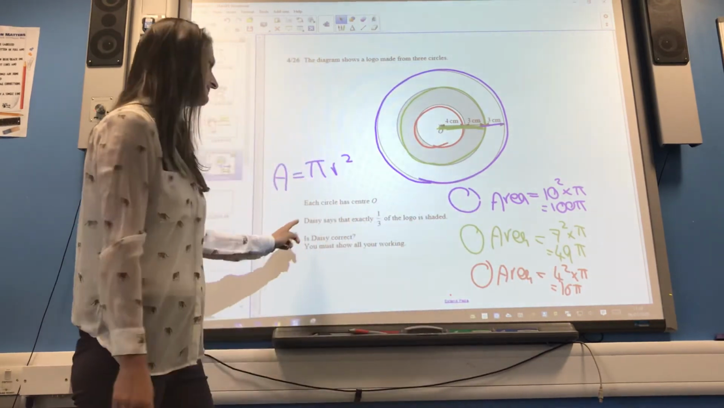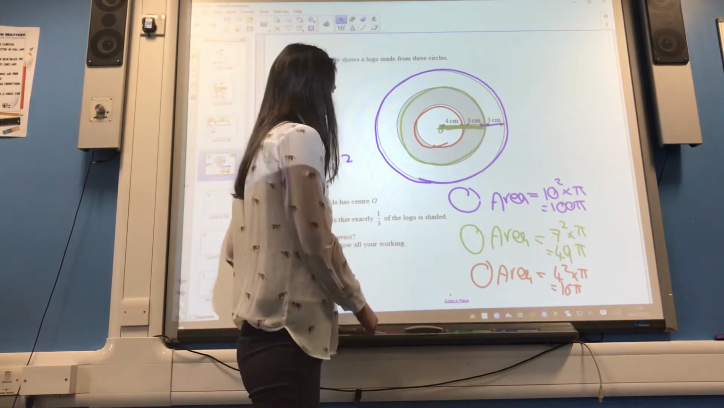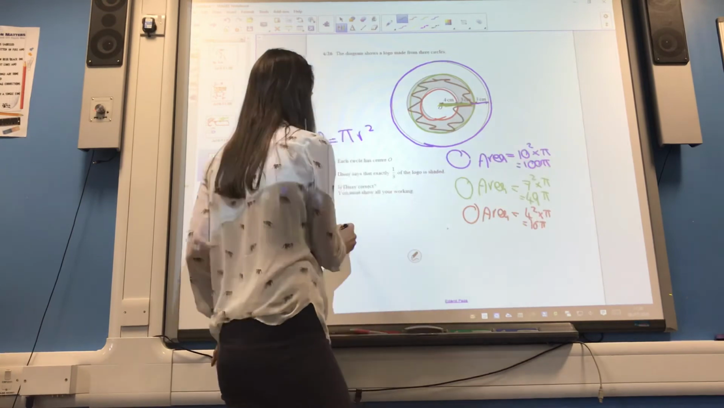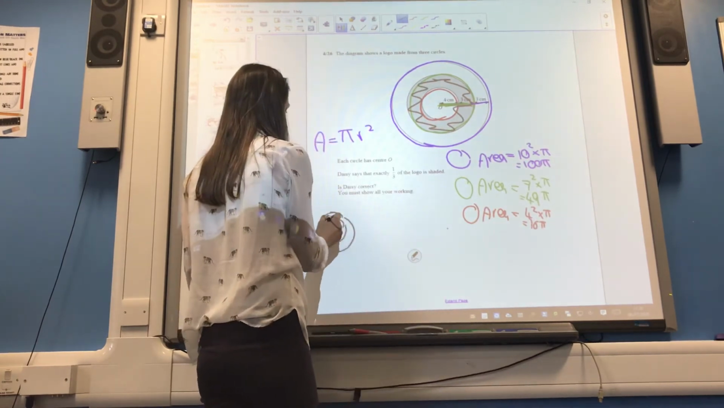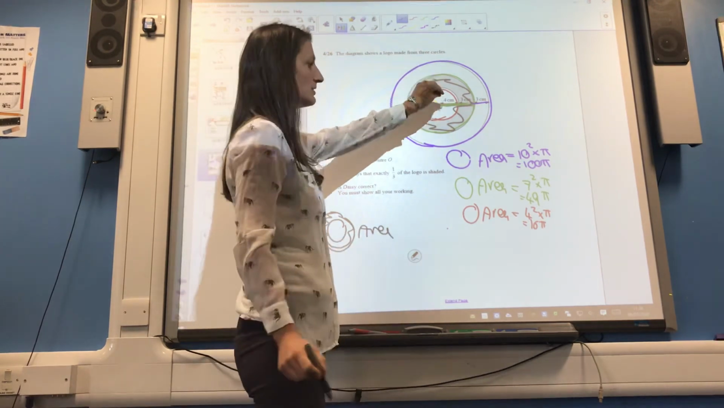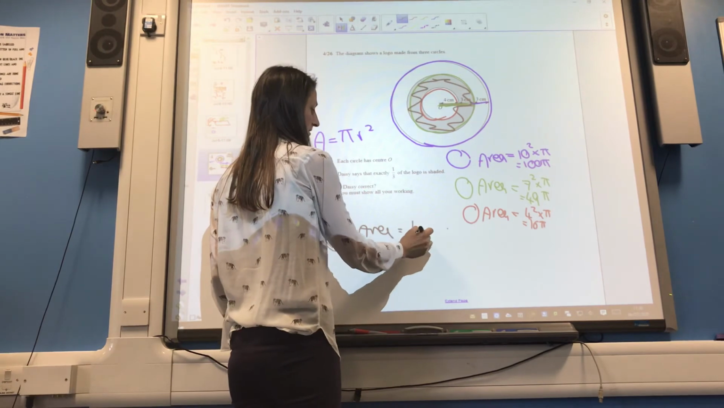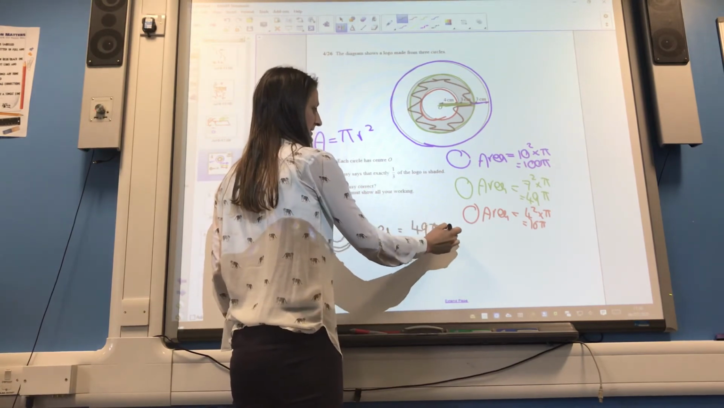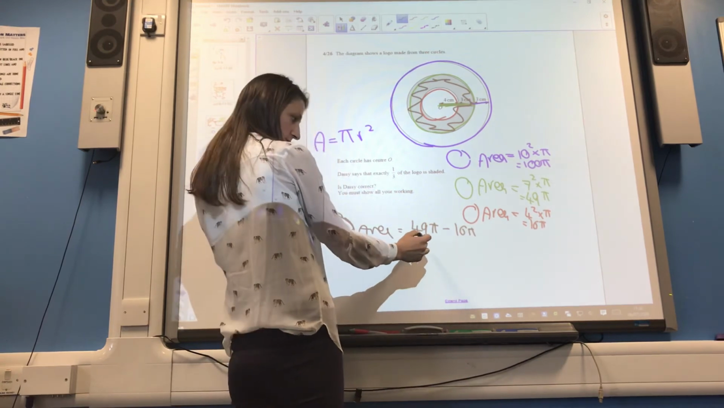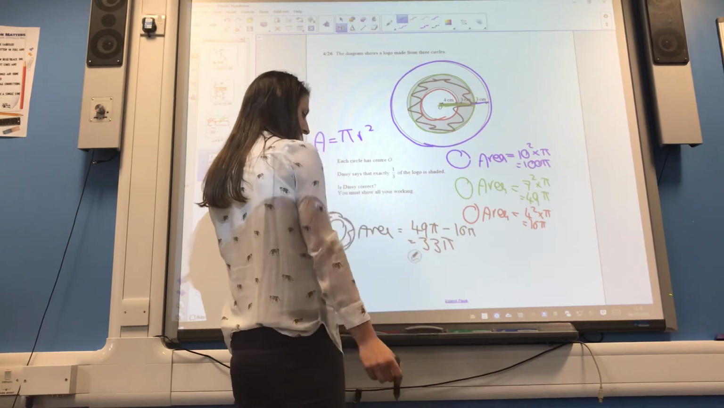It then says that exactly a third of the logo is shaded. So let's think about this shaded bit. We get the area of the shaded section by doing the green one take away the red one. So that is the green one, 49 pi, take away the red one, 16 pi. That's going to give you an answer of 33 pi.